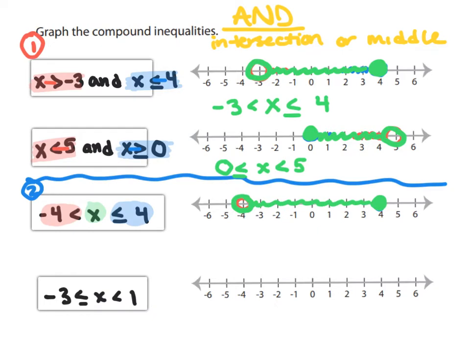In our last example, we're going to first find -3, and we're putting a closed circle there since there's a line underneath. Then I have a 1, and it doesn't have the line underneath, or it's not equal to, so I can have an open circle at 1. And then lastly, since x is in the middle, I am going to shade the middle. So I have my full graph as shown here.